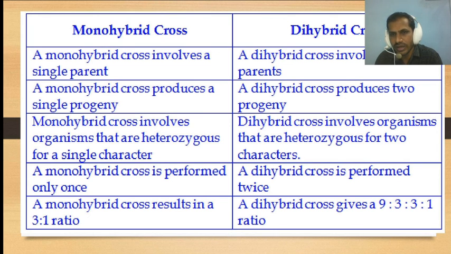Dihybrid cross is performed twice. Monohybrid cross results in a 3:1 phenotypic ratio and dihybrid cross in 9:3:3:1. The monohybrid cross genotypic ratio is 1:2:1, and here 1:2:1:2:4:2:1:2:1 ratio. So monohybrid cross can prove the law of dominance and law of segregation. Dihybrid cross can prove the law of independent assortment.